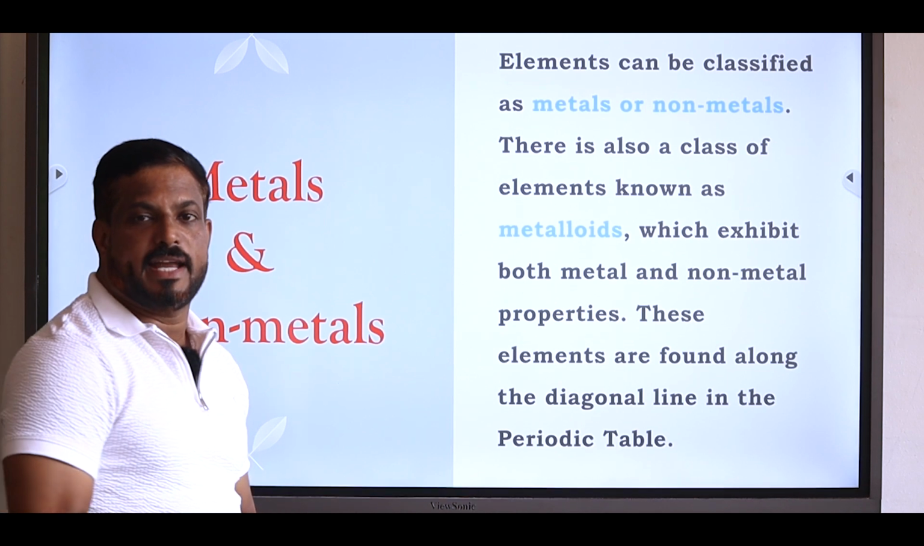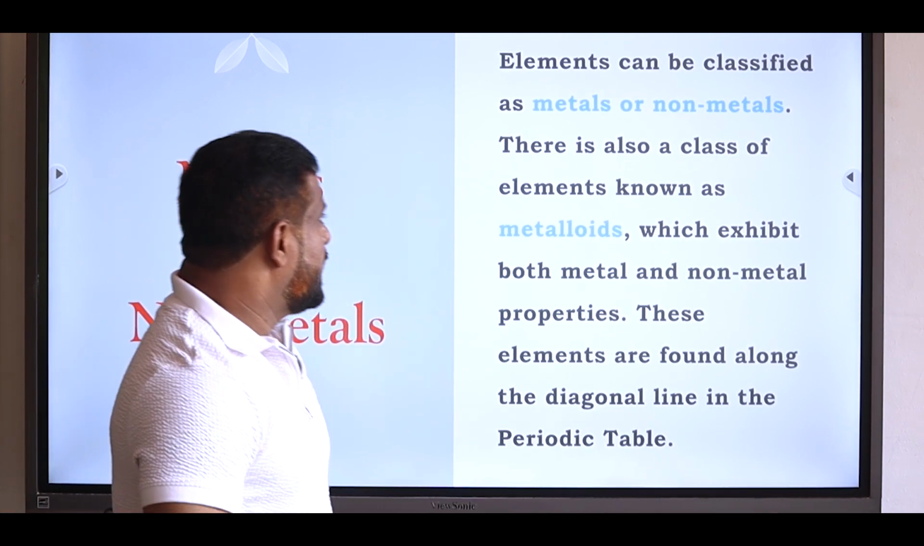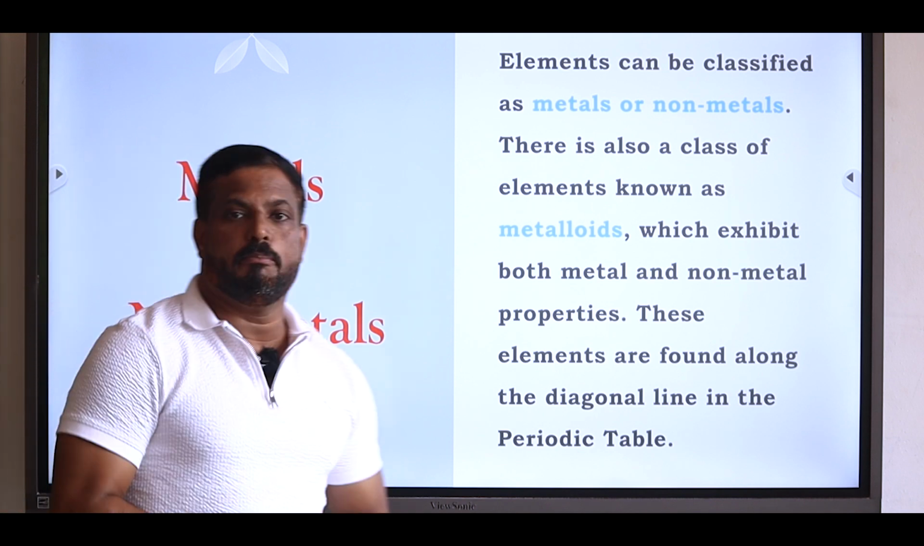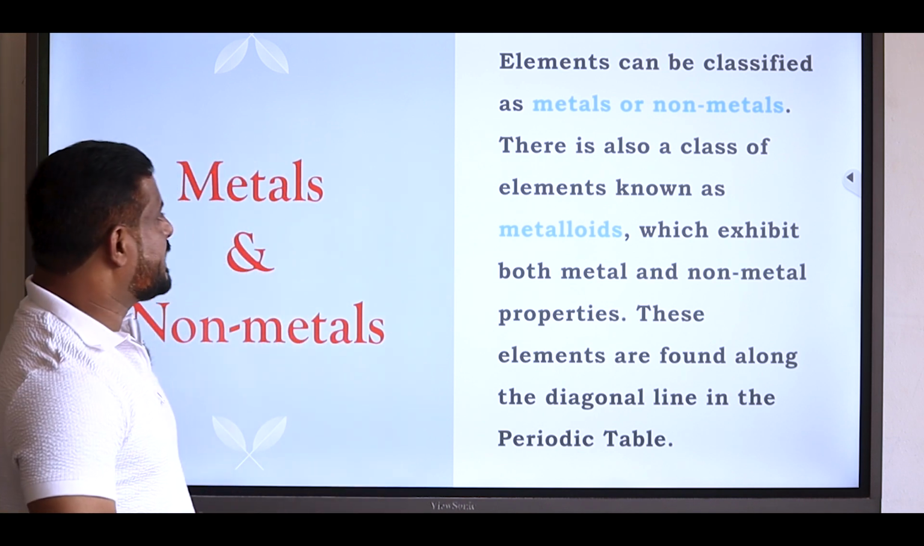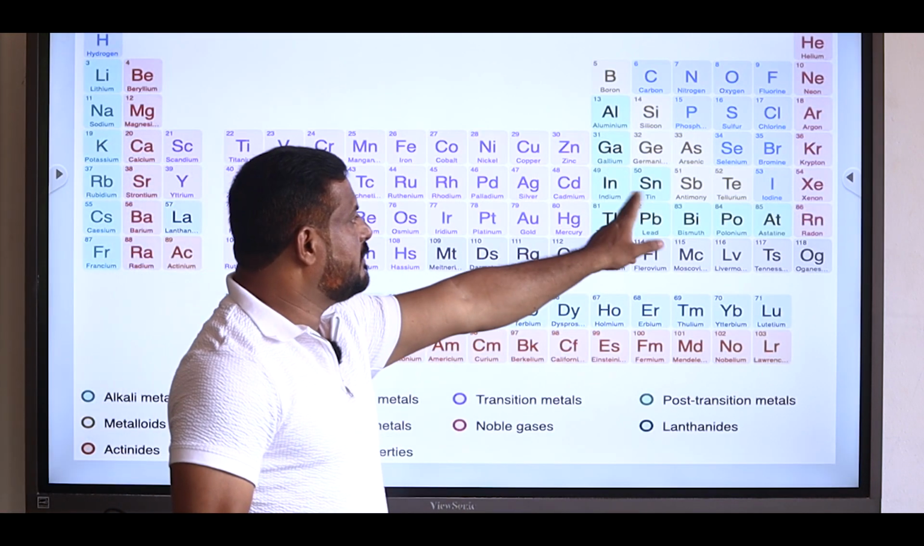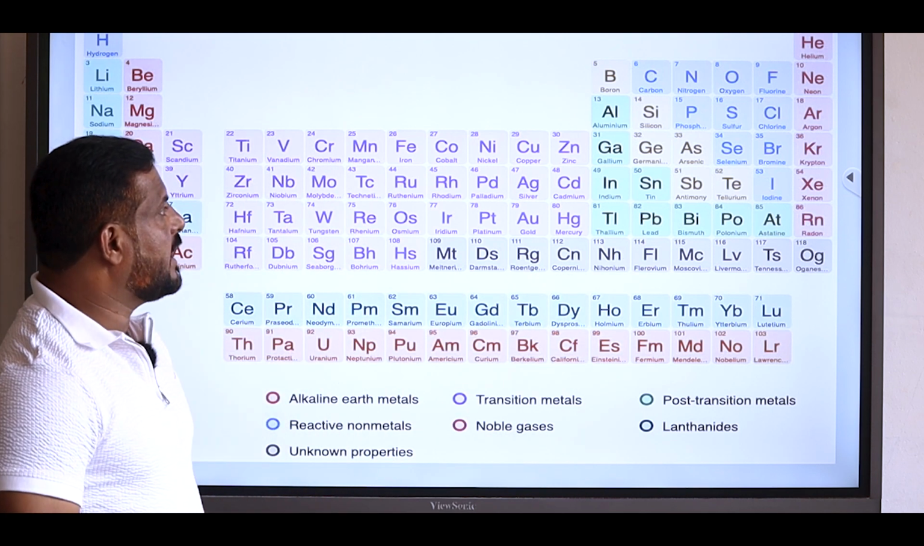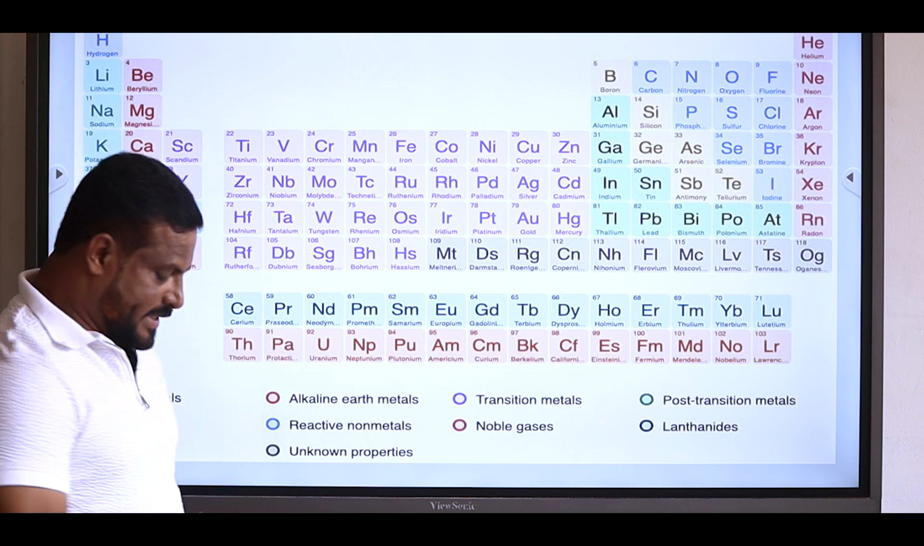Elements can be classified as metals and non-metals. There is a class of elements known as metalloids which exhibit both metal and non-metal properties, like gallium, indium. Such types of elements show both the properties. They are said to be metalloids.